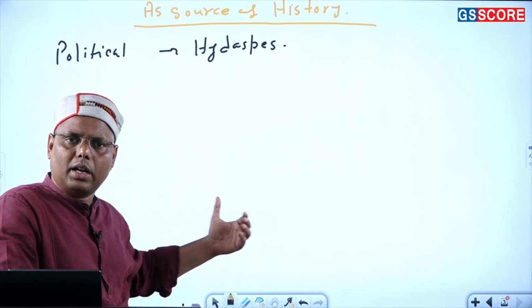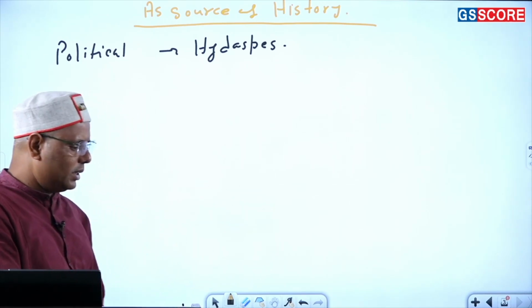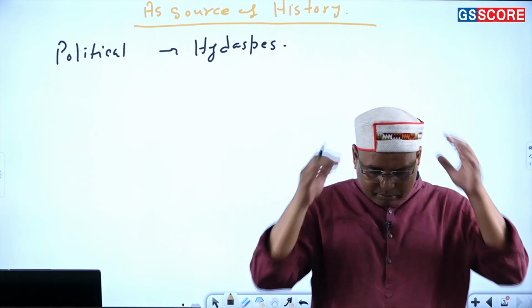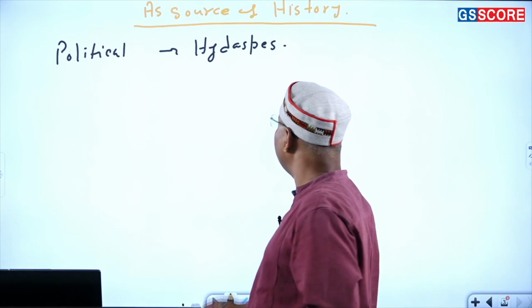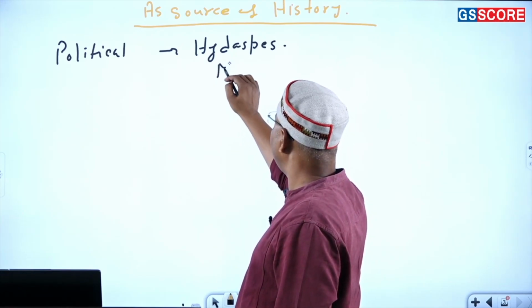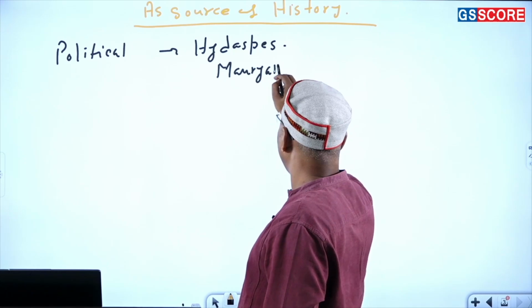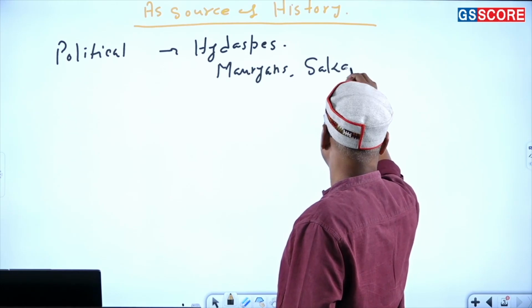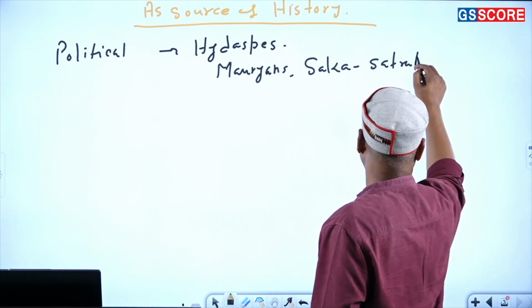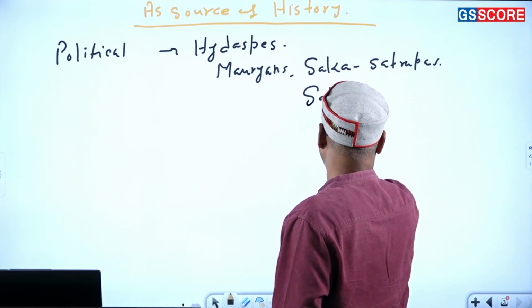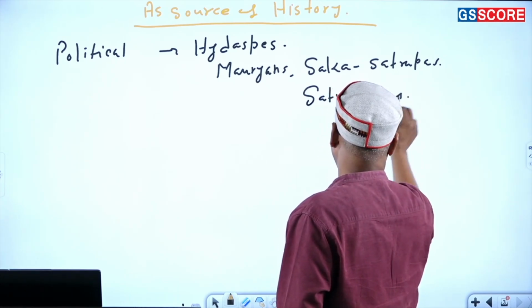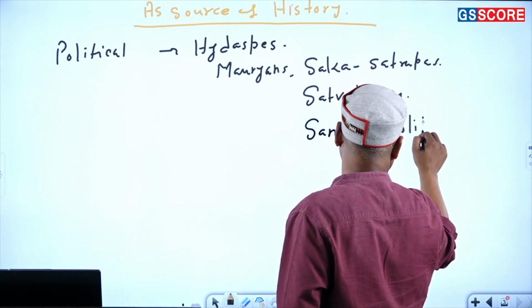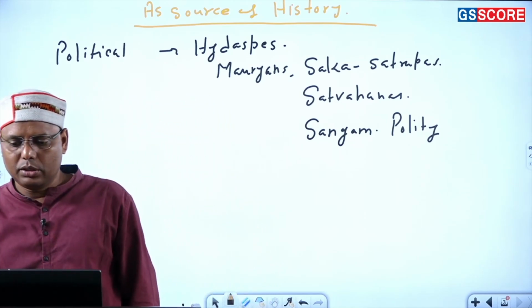But the other writings I have just been discussing also mention some other kingdoms. Apart from the Mauryans, whom I have just discussed, we can talk about the Saka Satrapas, then the Satavahanas, and then the Sangam polity is also discussed: Chola, Chera, and Pandya. So that's how we can talk about that.